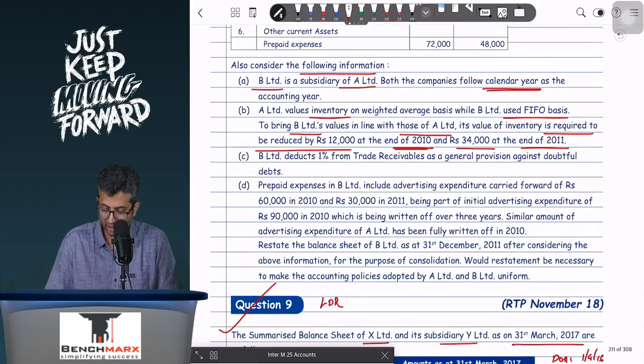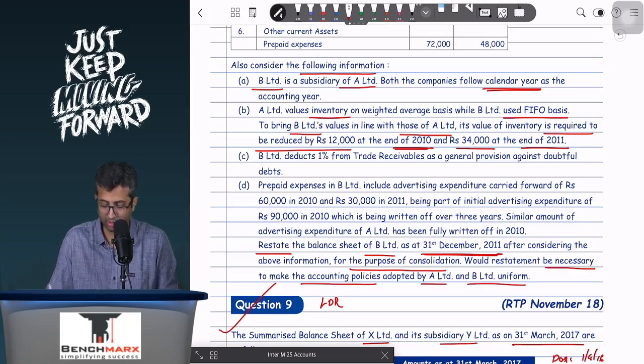Now, if you see at the end, what is asked? Restate the balance sheet of B as on 31st December 11. Are you also asked to restate as on 31st December 10? No. Only 31st December 11. After considering the above information, for the purpose of consolidation, would restatement be necessary to make the accounting policies adopted by A and B uniform? Yes.